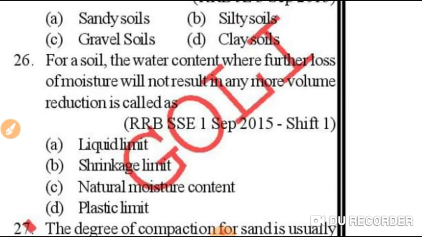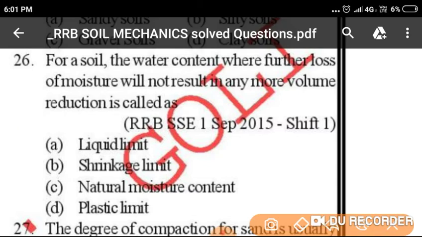Question number 26. For a soil, the water content where further loss of moisture will not result in any more volume reduction is called as option A liquid limit, option B shrinkage limit, option C natural moisture content, option D plastic limit. So it is called the shrinkage limit, that is option B is the correct answer.